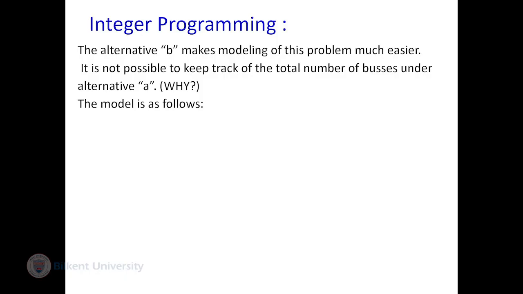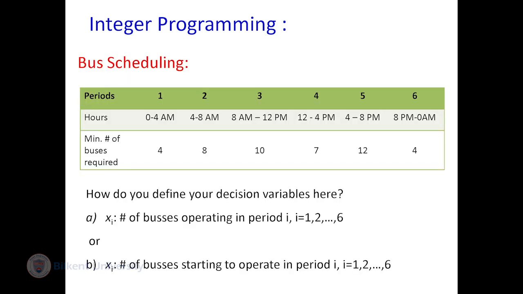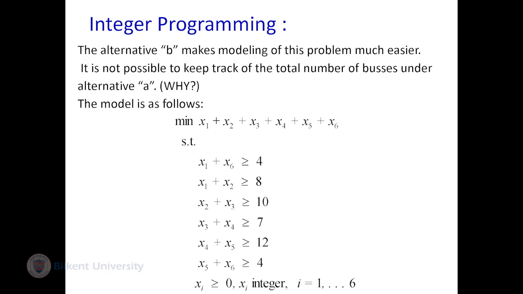So yes, part A can also be doable, but you need additional thingies there because you don't know when that bus started. But if you define your variables like xi, the number of buses starting to work in period i, then it will be easier for us because that's what we're going to do. We're going to minimize x1 to x6. Remember, we had 6 periods. So the number of buses working in a day are the number of buses started to work in that day, yeah? Those are individual buses. So I'm summing their minimum.